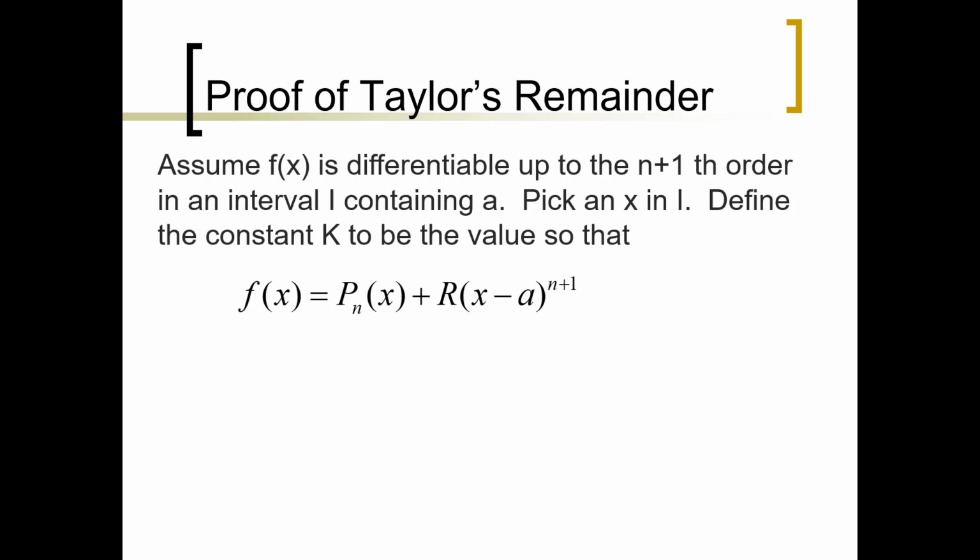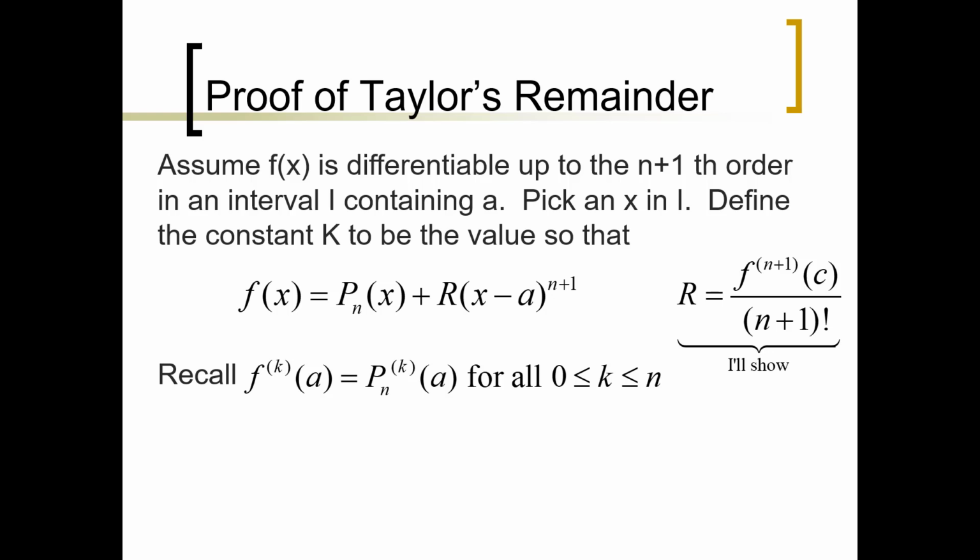So let's begin our proof of Taylor's remainder theorem. Assume that f is differentiable up to n plus 1th order in an interval containing a. Let's just pick x in that interval, and we'll define the constant r to be the one value that would satisfy this particular equation. Remember now, x and n are both fixed, and a is fixed, so the only thing you don't know is what r is, and it's determined by this particular equation. Now, I'm going to prove that r is actually equal to the n plus 1th derivative of f evaluated at some c, where c is between a and x, divided by n plus 1 factorial.